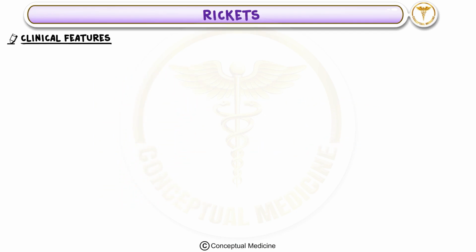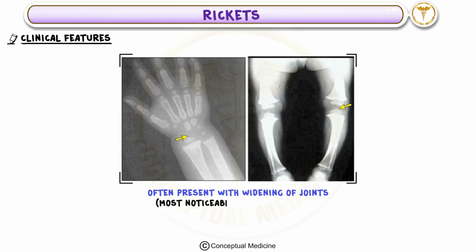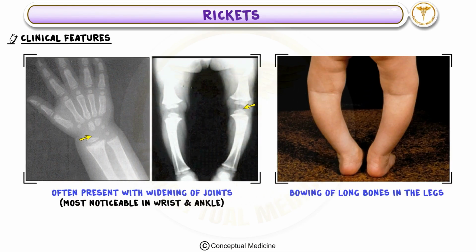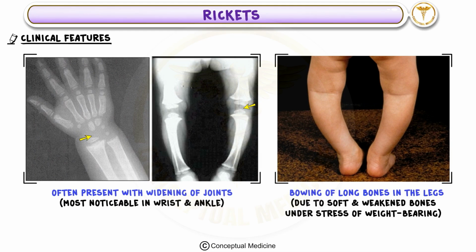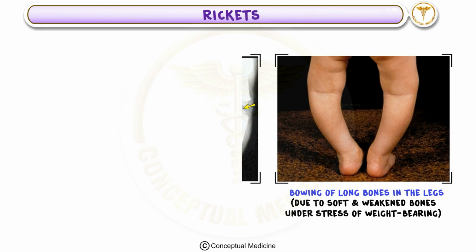Clinical features. Clinically, children with rickets often present with widening of joints, most noticeably in the wrist and ankle. Another characteristic feature is the bowing of long bones, particularly in the legs, due to soft and weakened bones under the stress of weight bearing.